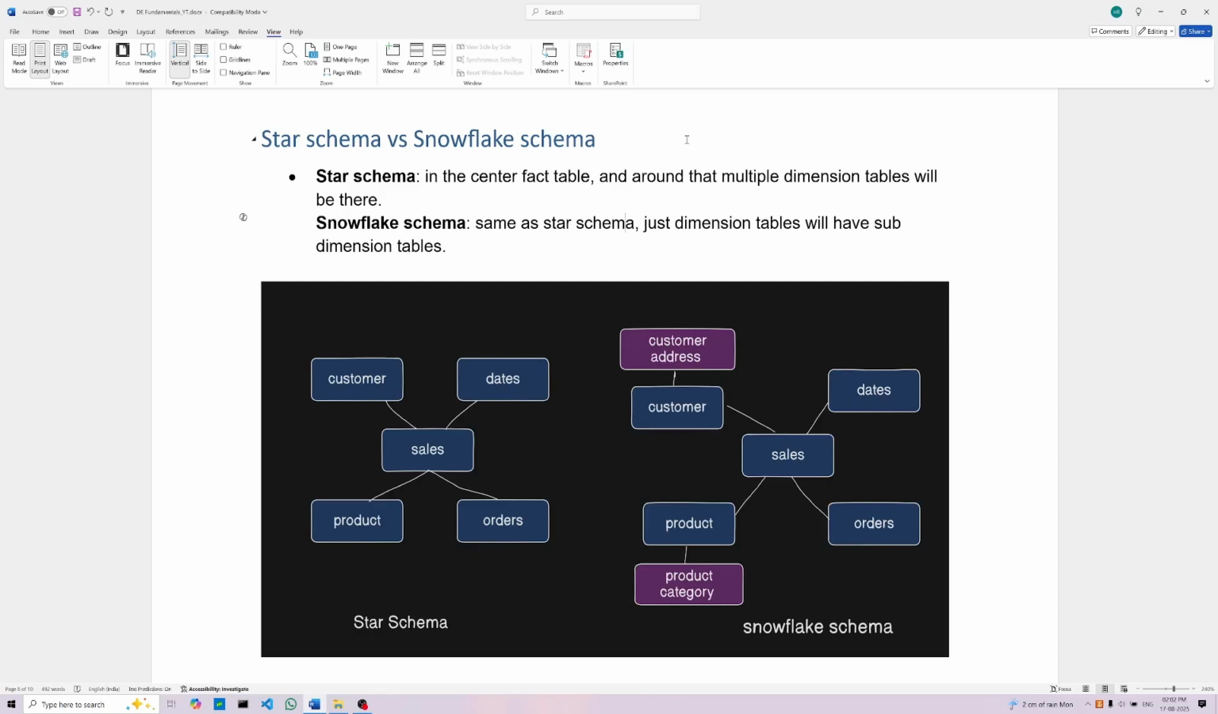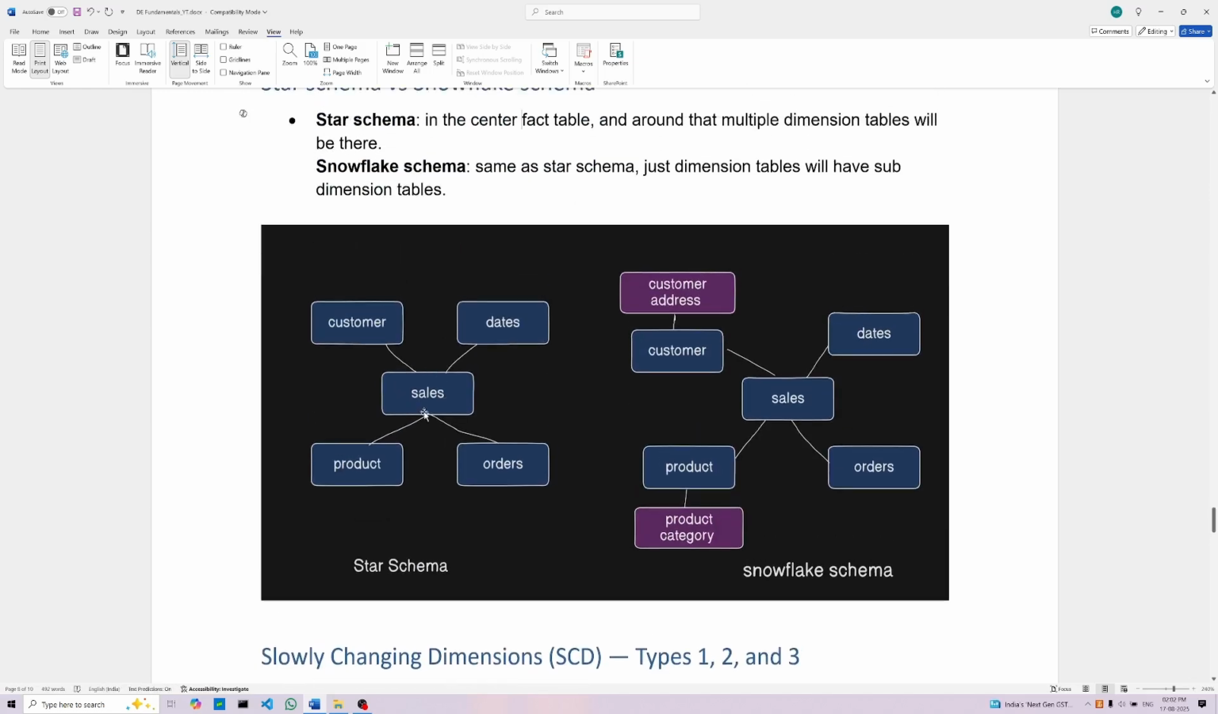Now next question is star schema and snowflake schema. So in star schema, in the center there will be a fact table, and around that multiple dimension tables will be there. For example, let's say sales table is the central fact table. Around that these are the connected tables: customer, dates, orders, product. So it is forming a star-like design, a star-like diagram. So that is why it is called star schema.